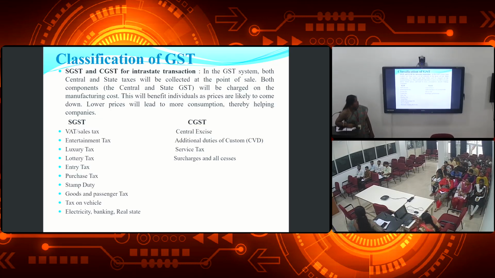Then we have different classifications. SGST and CGST. SGST is going to club up indirect taxes: the VAT, entertainment taxes, luxury taxes, lottery taxes, entry tax, purchase stamp duty, goods and passenger tax, tax on wheel, electricity, banking and real estate. These taxes come under the SGST. Okay, so these are the taxes which SGST is going to collect.